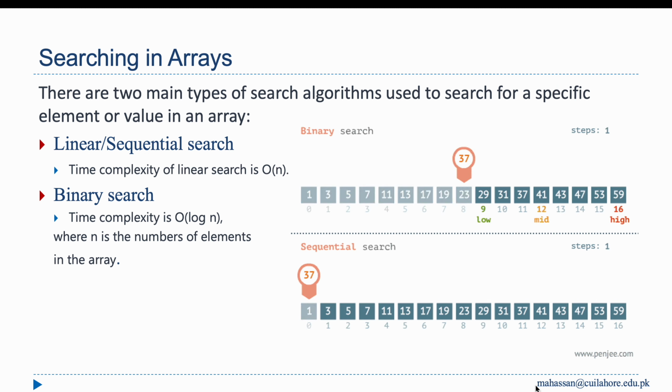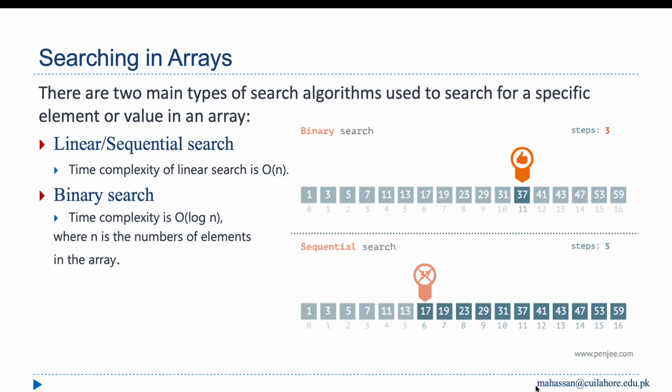Binary search has a time complexity of big O of log n, where n is the number of elements in the array. Binary search is more efficient than linear search for large arrays but requires the array to be sorted. In binary search, the algorithm divides the array in half at each step and compares the middle element with the target element being searched.